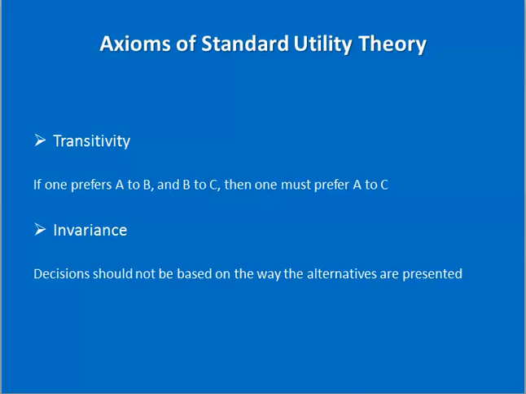Fourth, there should be transitivity. That means if one prefers A to B and B to C, then one must prefer A to C. Finally, there should be invariance. Decisions should not be based on the way the alternatives are presented.